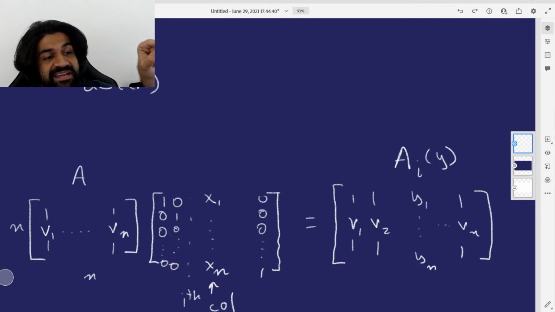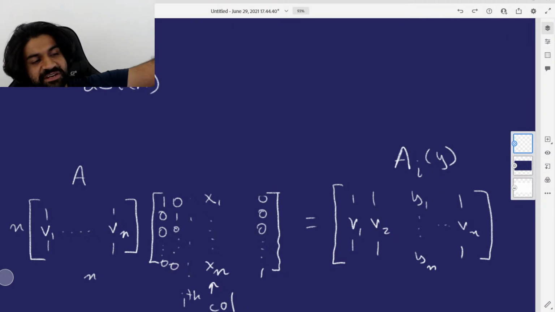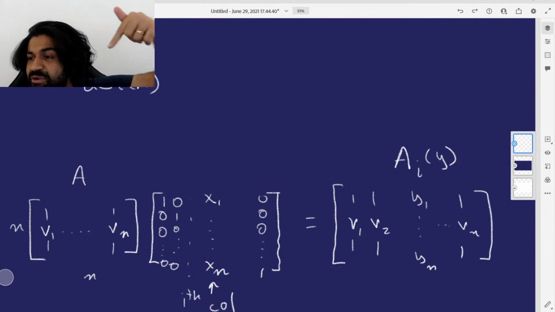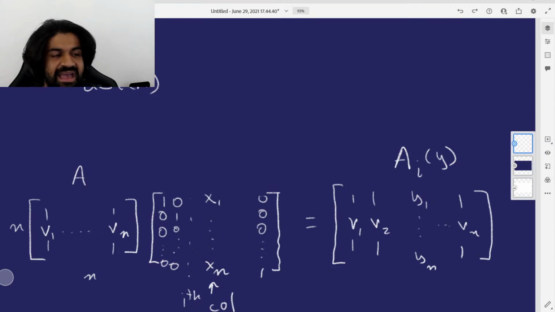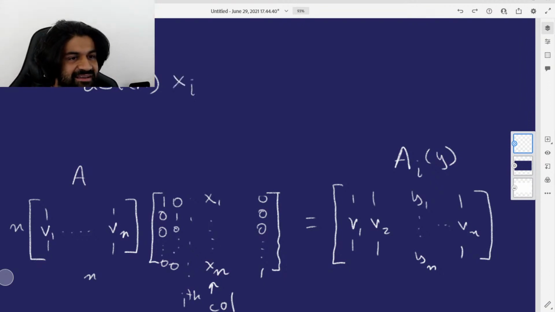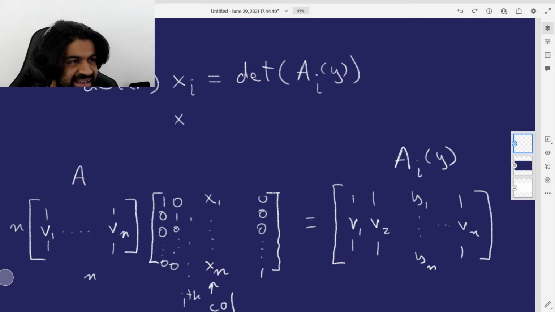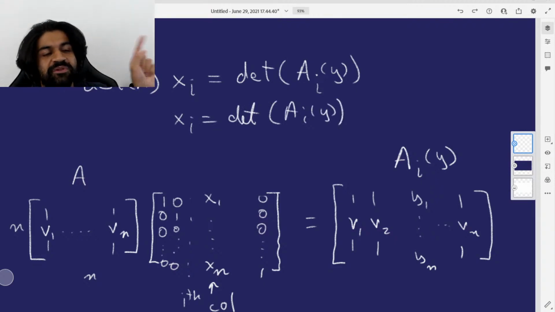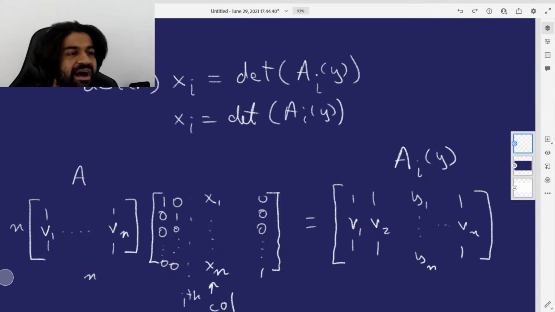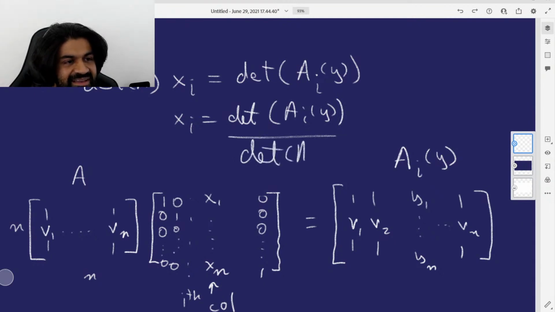times the determinant of this matrix over here. Now, what's the determinant of this matrix over here? Notice it's the identity matrix everywhere except for the ith column. And in the ith column, the entry is xi. So this is just going to be xi equals the determinant of the matrix you get if you replace the ith column of A with y. Okay, so xi is just the determinant of A_i(y) divided by the determinant of A. How nice is that?